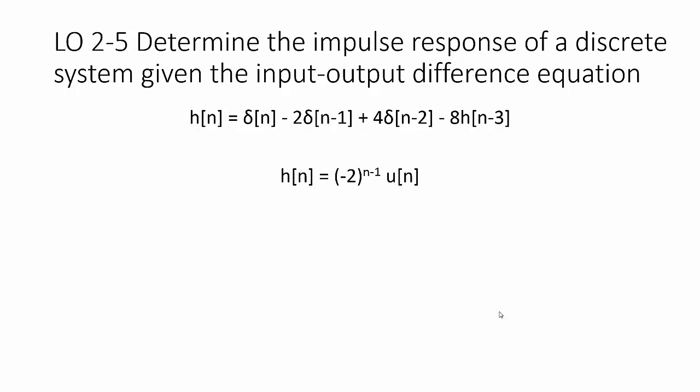And if we keep working our way through there, you'll see a pattern, and the answer is that h of n is negative 2 to the n minus 1 u of n. The u of n, remember, turns our functions on and off, and we're going to turn it on at time 0.